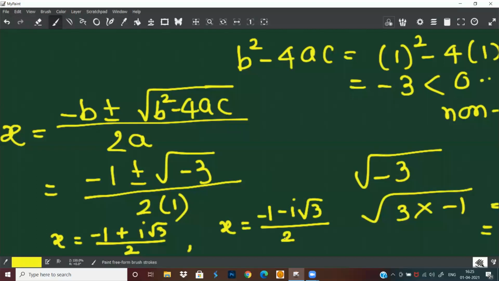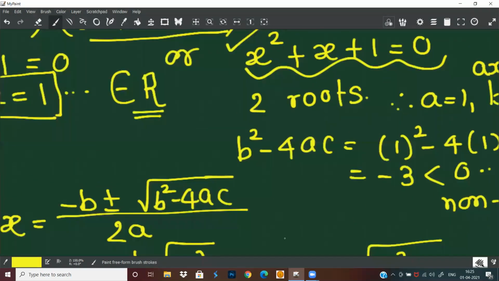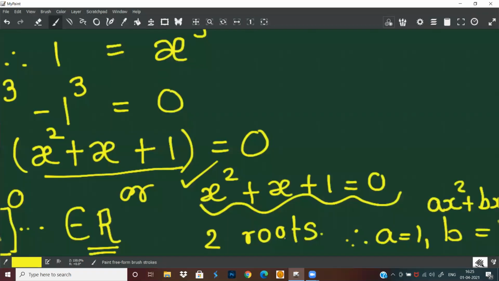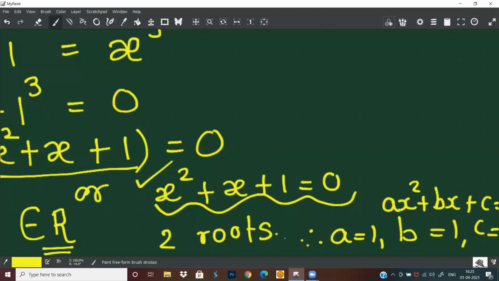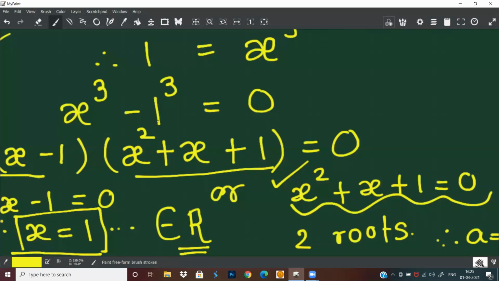A cube minus B cube. Shubham, do you want that step? Okay. See, you want me to write the formula by the side? A cube minus B cube is the first minus the second into the square of the first plus first into second plus square of the second. Right? So here A is x and B is 1. So x minus 1 into x square plus x plus 1 is equal to 0.